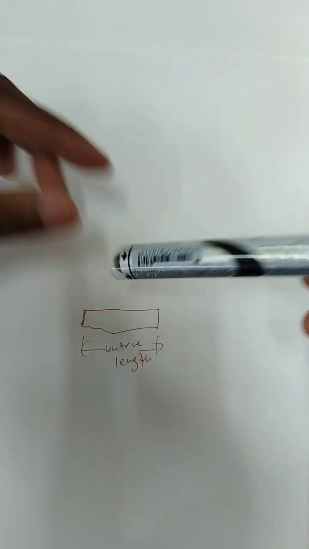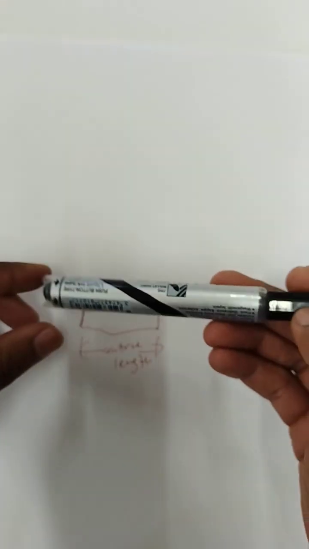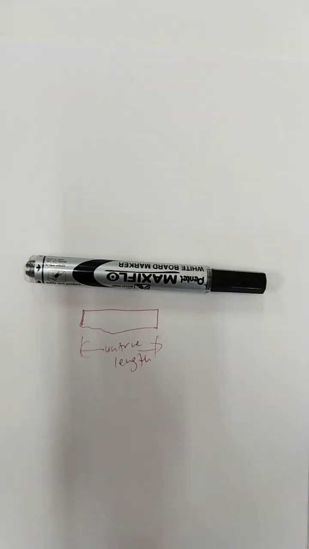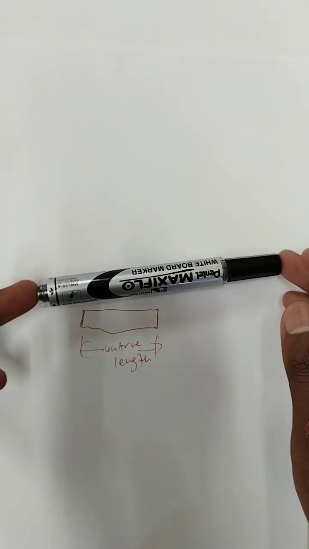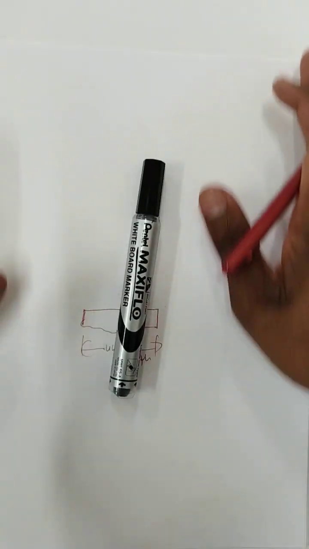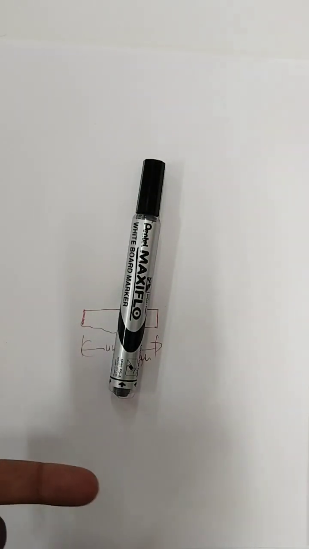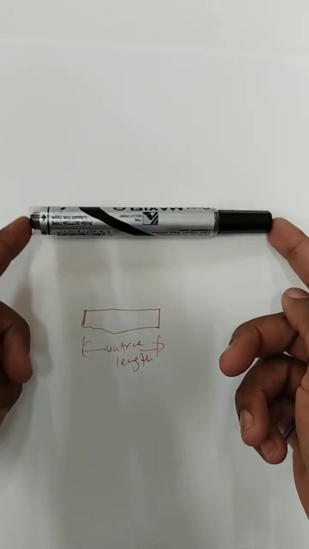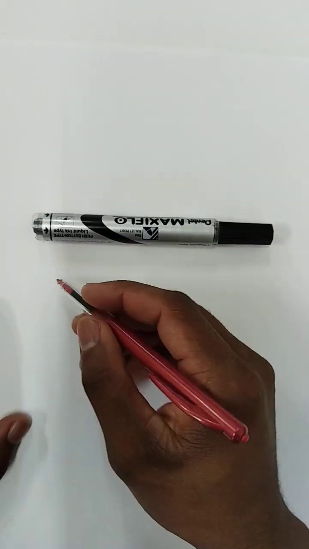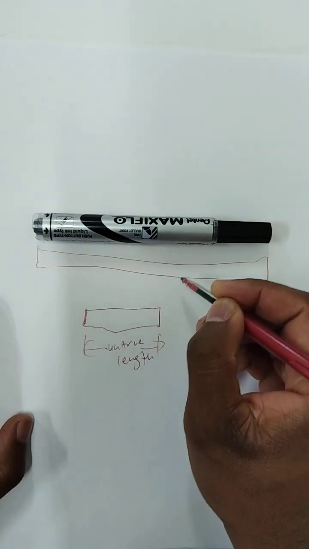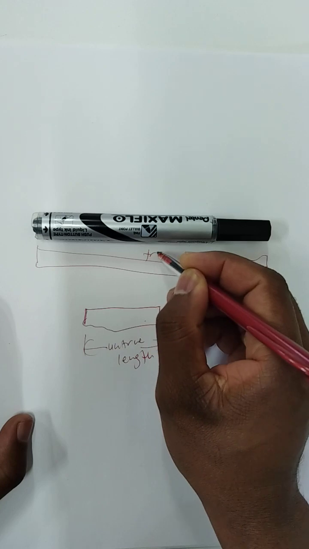So to get the true length of this marker, we have to put it down like this. So it doesn't matter whether it's at an incline or angle or whatever, as long as it's lying flat, you will see the true length. So the true length of this marker is this. It's this size compared to this one. So this one we call the true length.